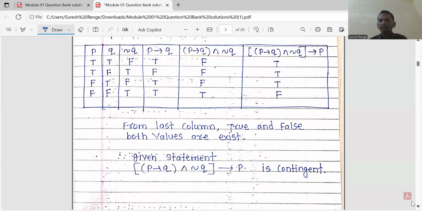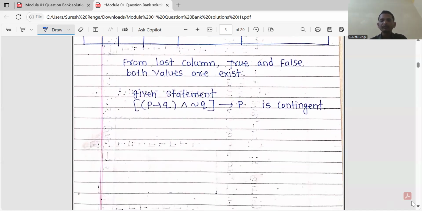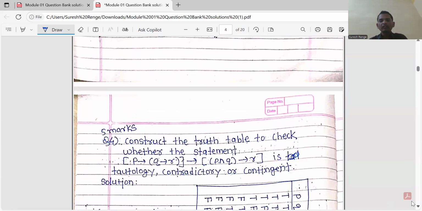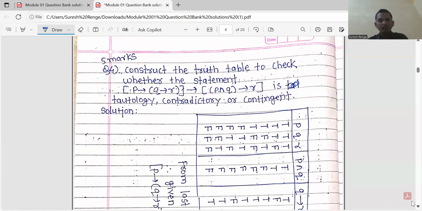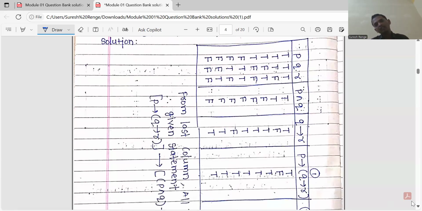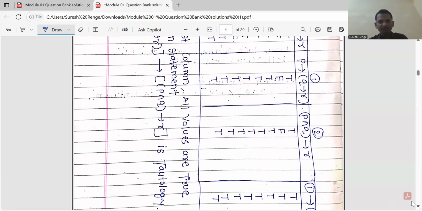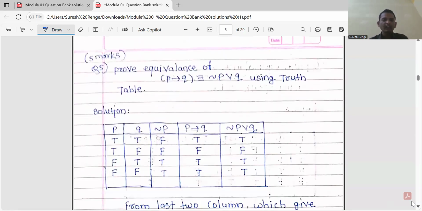Now, this is the third question we will discuss. The fourth question, you will try to solve yourself. These four questions are easy. If you try these four questions, we will discuss question number 5. We will now discuss question number 5.